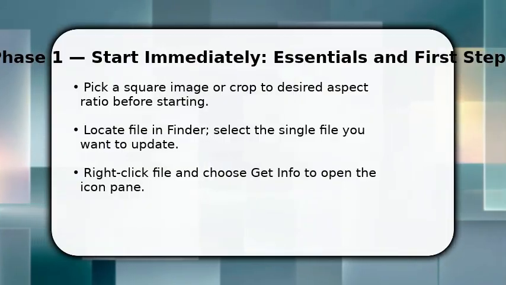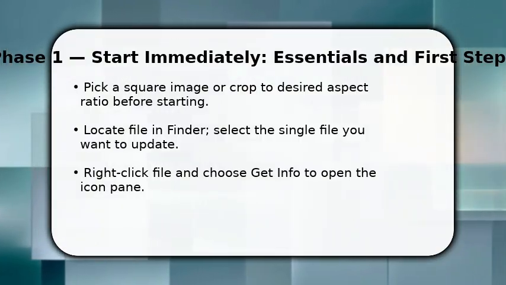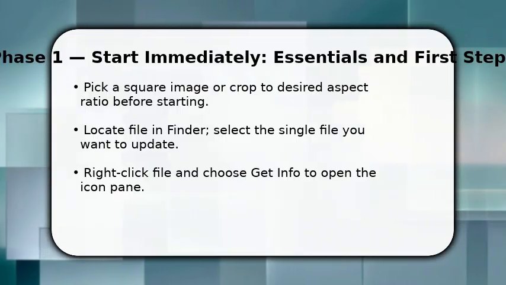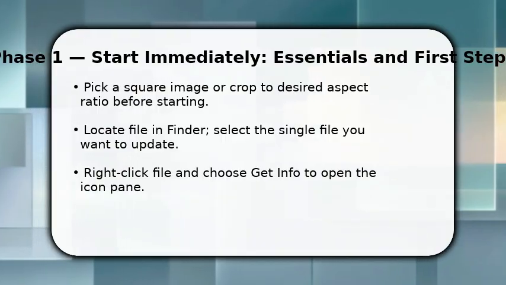You start by choosing an image you want as the file icon. Pick one with clear subject and square framing so it reads small. Once chosen, open Finder and locate the exact file. Make sure you have write access.